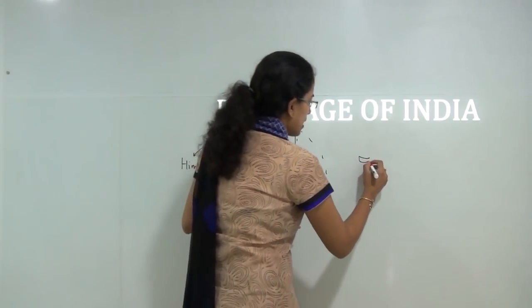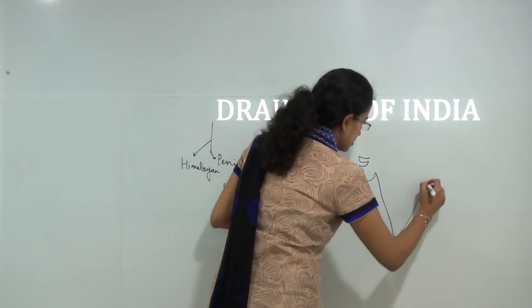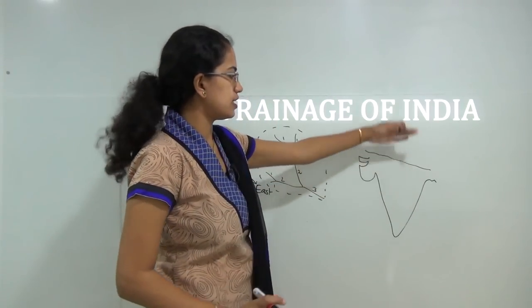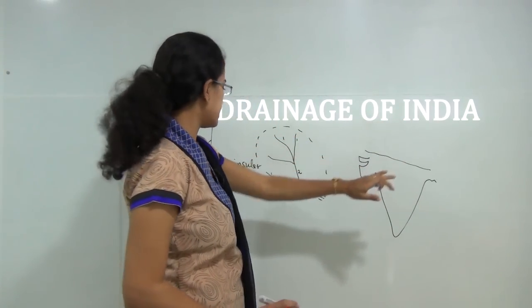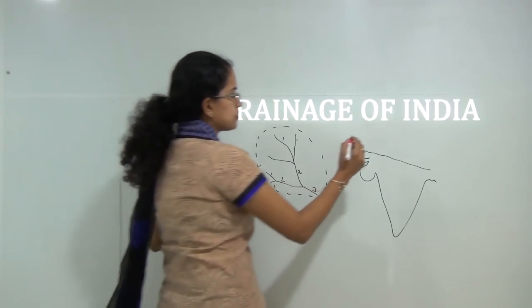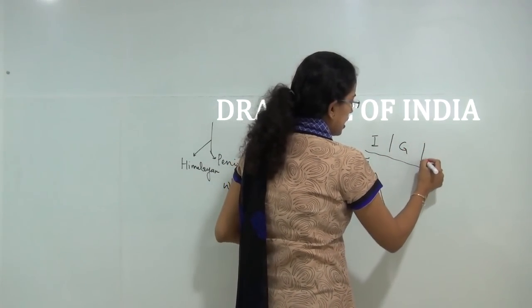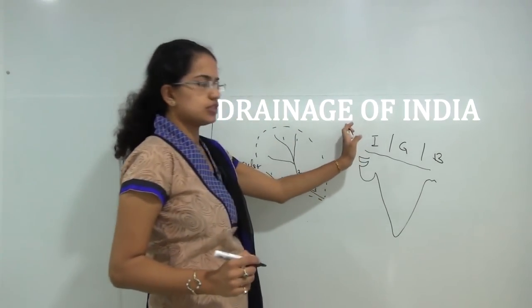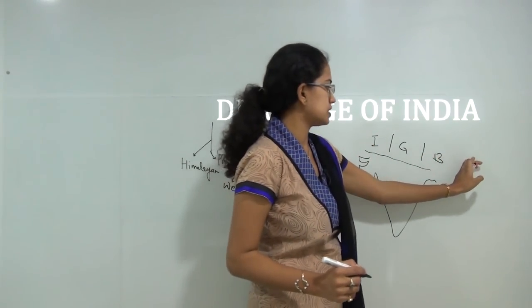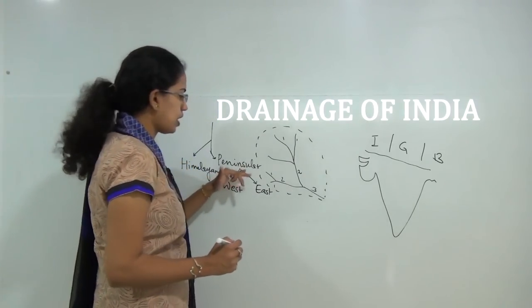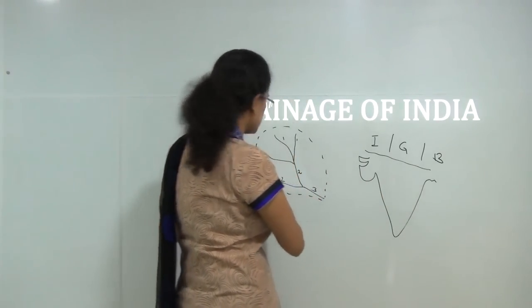So, if I draw a map of India, the lower region would be the peninsular region and the upper region would be the Himalayan region. Under the Himalayan region, we would be understanding three basic rivers: Indus, Ganga and Brahmaputra. Indus is towards the west, Brahmaputra towards the east, and Ganga drains the central part of India. And then you have the peninsular region.